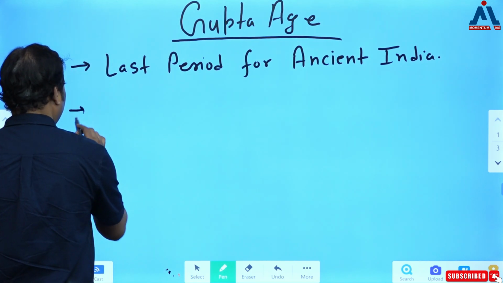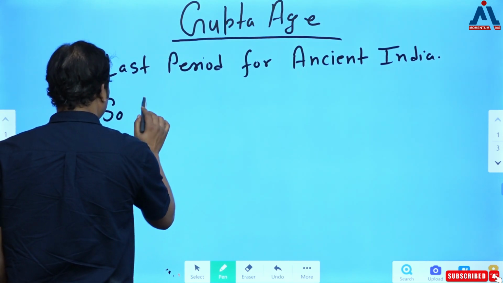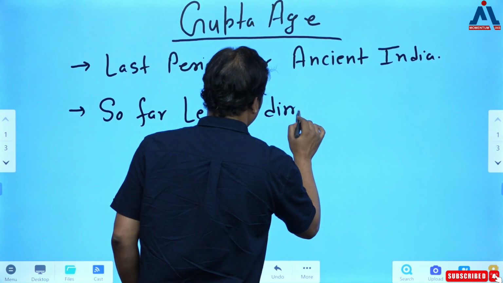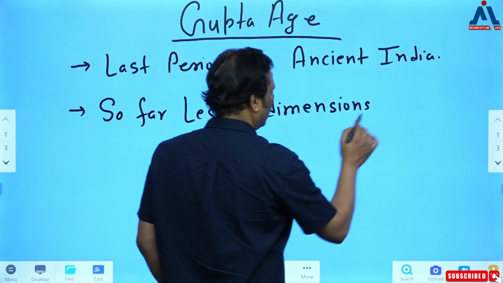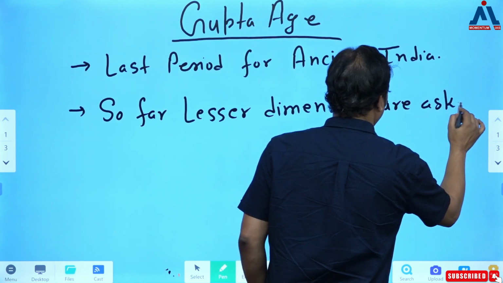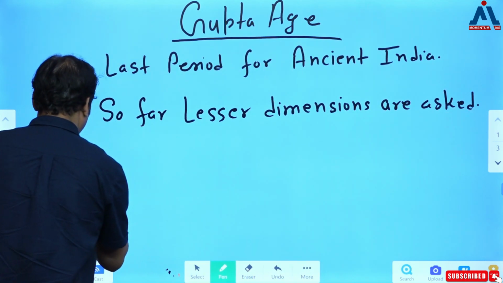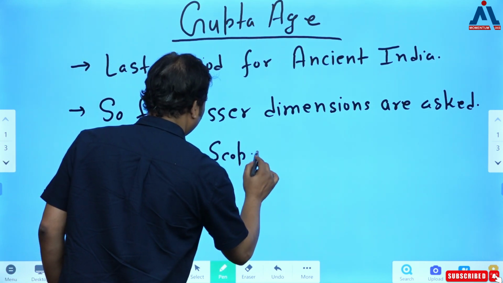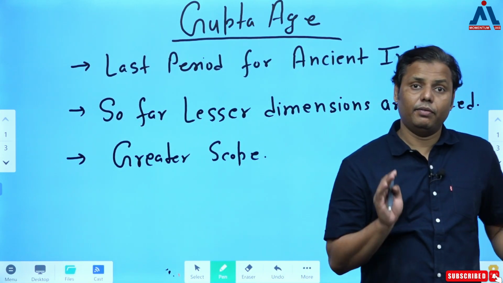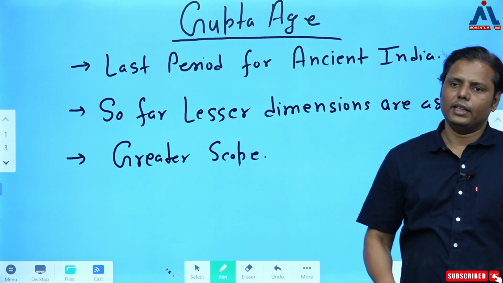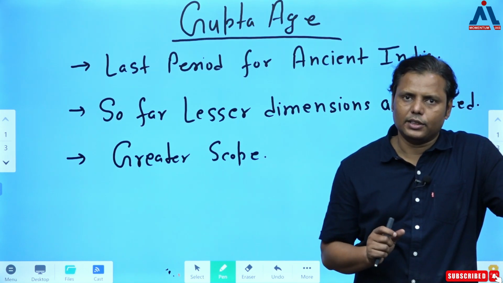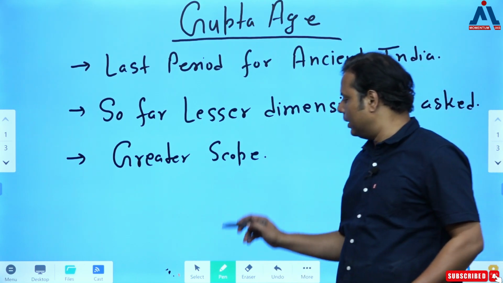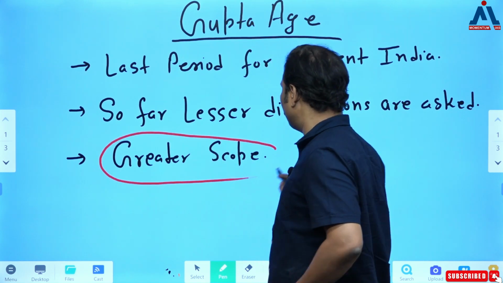The next thing to keep in mind whenever it comes to questions: so far, lesser dimensions have been asked on the Gupta period. But I'm categorically telling you that there is greater scope for questions. Keep this in mind carefully: so far there are very few dimensions on which UPSC has asked questions. But when I read and try to comprehend this chapter, there is a greater scope of questions, and so far they have not been hunted.